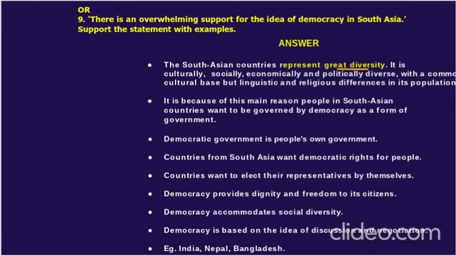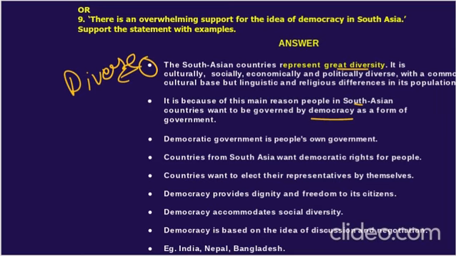The culture would be the same, but there are various linguistic, communicational, religious changes in the population. That's why it's very diverse. It is because of this main reason that people in South Asian countries want the government to be democratic, right? They are demanding that, as we are such a big place and country, and so diverse, we want democracy only in the form of government.